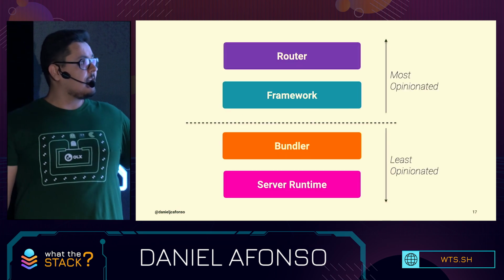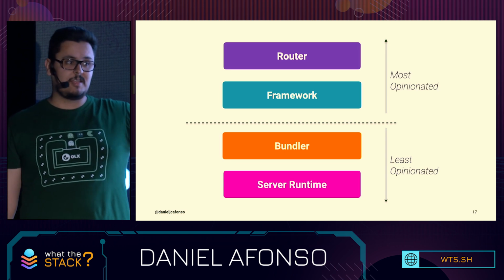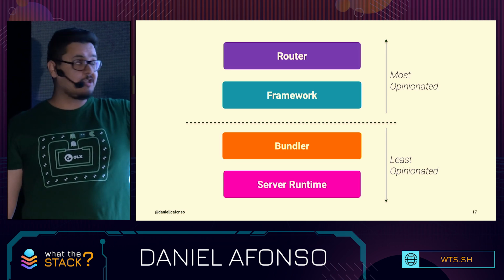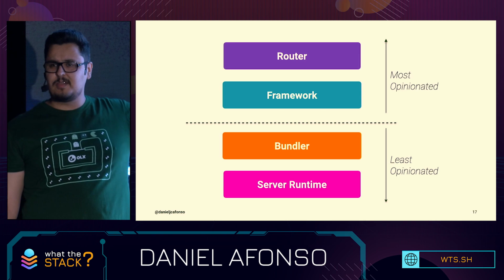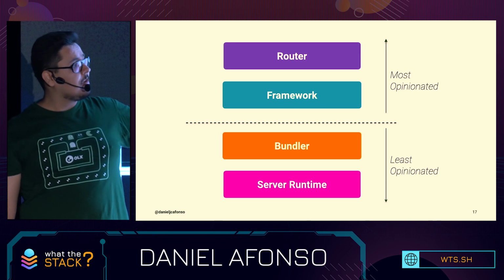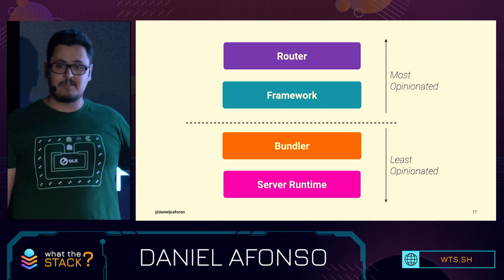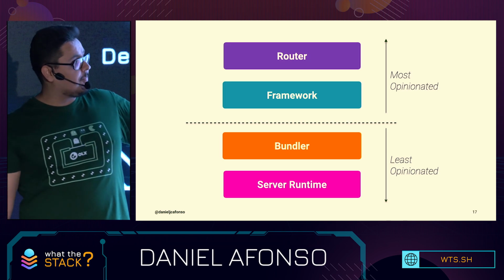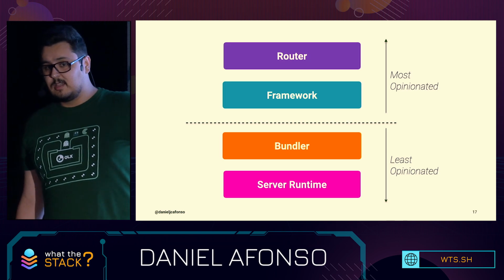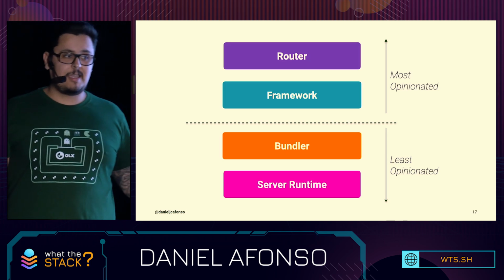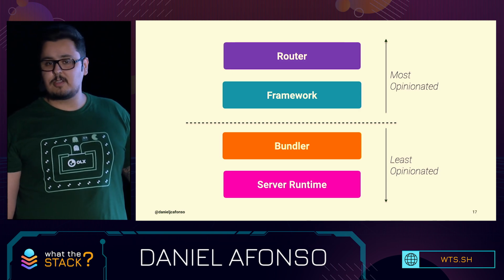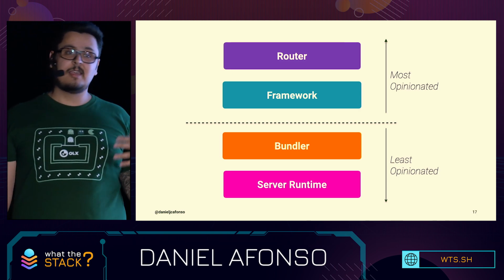Meta frameworks are typically built on what are basically the four pillars of a meta framework. We have a router, we have the framework, we have a bundler, and we have the server runtime. And the further up you get, the more opinionated it's going to be. So when people see, okay, there's a router, this is probably going to be the most opinionated part of my meta framework.